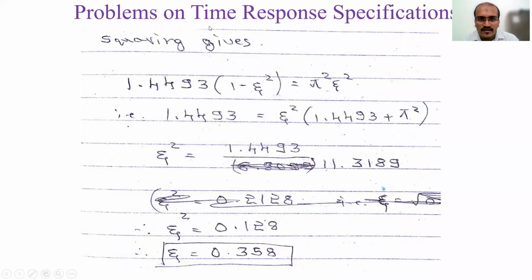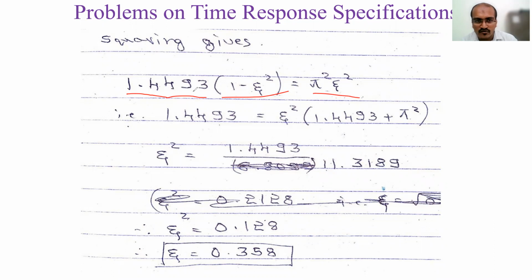Okay, so we have taken, as I told you, the square of 1.2039, which gives 1.4493. The square root of 1 minus zeta square becomes 1 minus zeta square, and the pi zeta there becomes pi square zeta square. Then I have combined two steps into one: I multiply this 1.4493 with each of the 1 and zeta square terms, and whatever zeta square term is there I take to the right side.